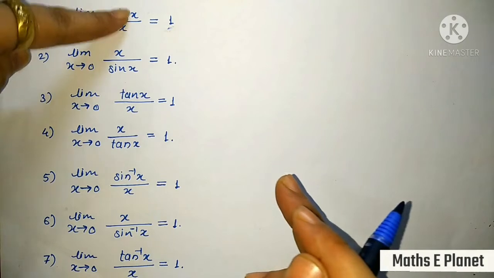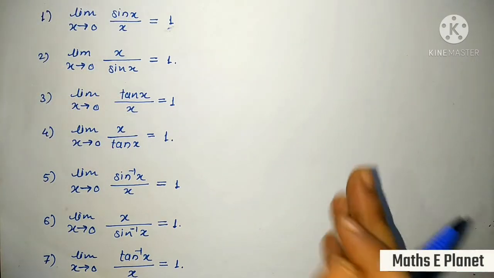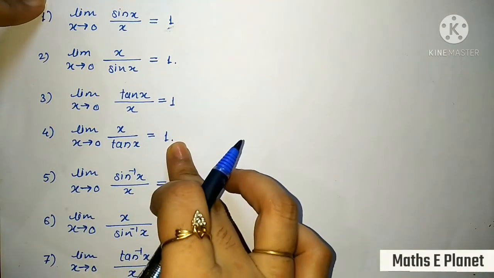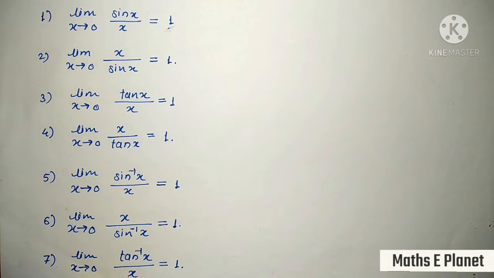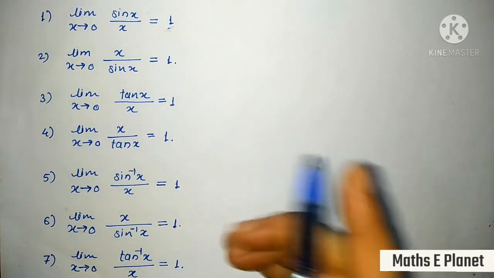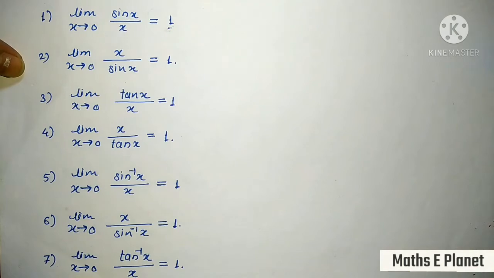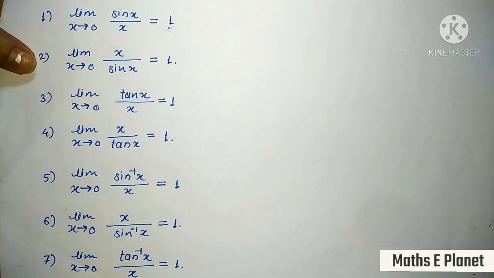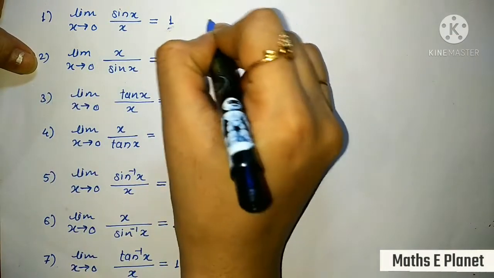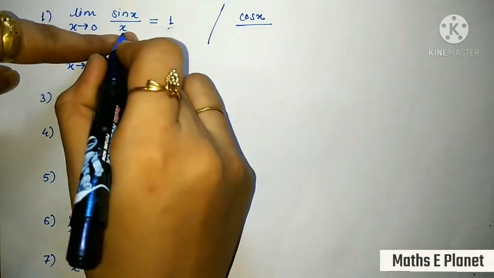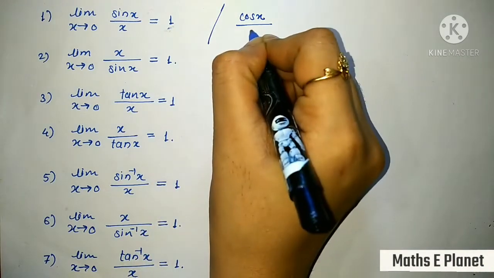For the first 4 formulas, it is very easy to remember that the value is 1, 1, 1, 1. But the trick is very useful for all the rest of the formulas. In the first example, or any example, what you have to do is take the differentiation of numerator and denominator. Here, forget about the limits first. The differentiation of the numerator sin x is cos x, and the differentiation of the denominator x is 1.